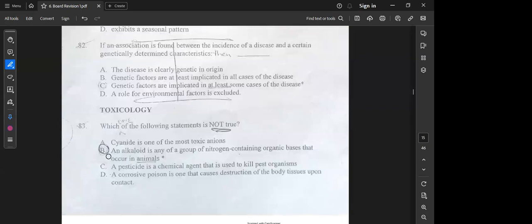Which of the following statements is not true? Cyanide is one of the most toxic anions. An alkaloid is any of a group of nitrogen-containing organic bases that occur in plants. Okay, that's really not true. A pesticide is a chemical agent that's used to kill pests. Corrosive poison is one that causes destruction of body tissue upon contact. That's true.